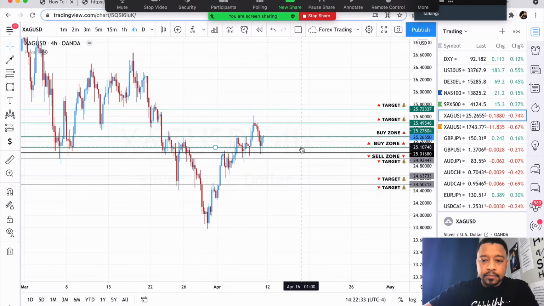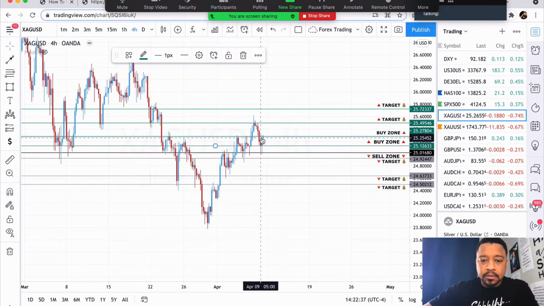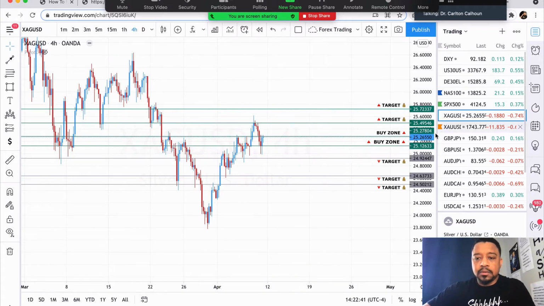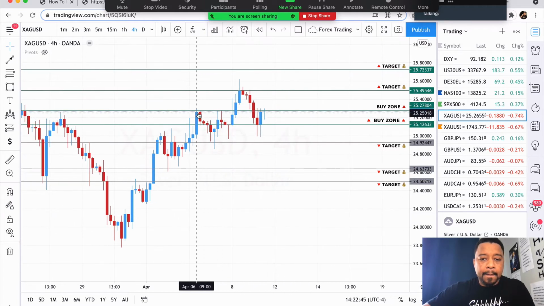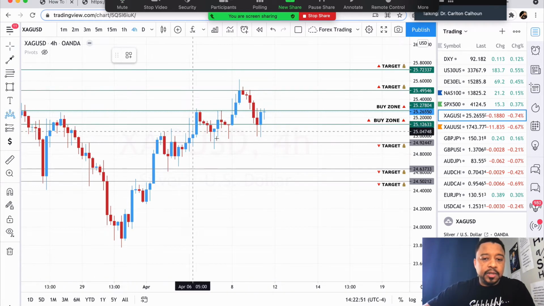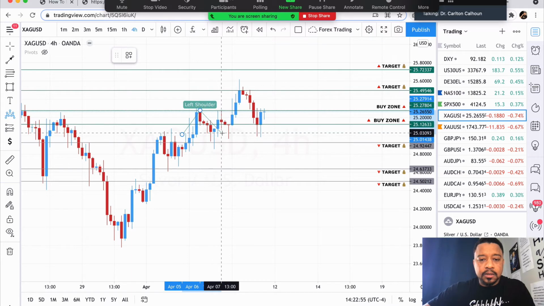Target. Sell zone. Look at head and shoulders. So we might get a rejection here. Have a little head and shoulder play. Right there.